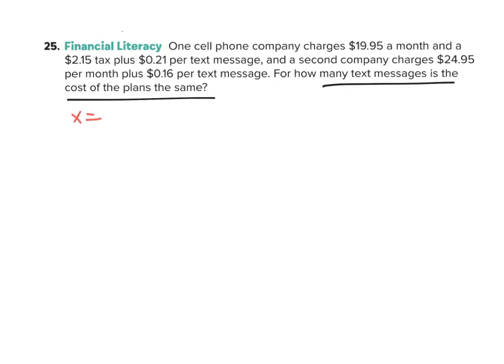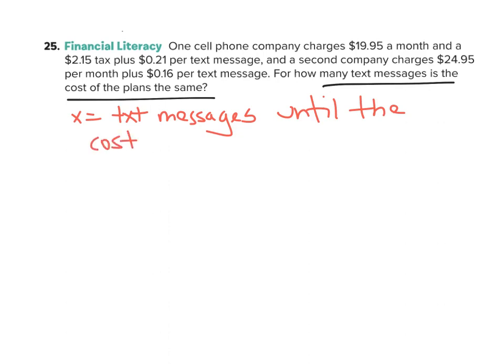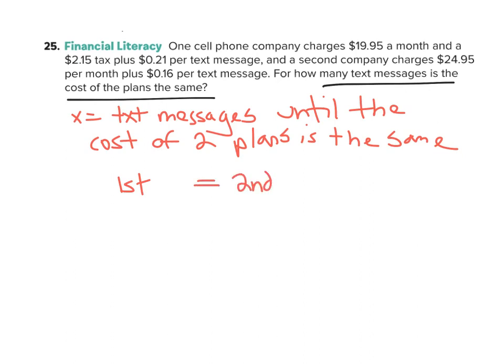So my x is going to be text messages until the cost of 2 plans is the same. Okay, so my first cell phone company, when does that equal my second cell phone company in however many messages each company can send? So let's go ahead and first write our equation down for the first cell phone company.